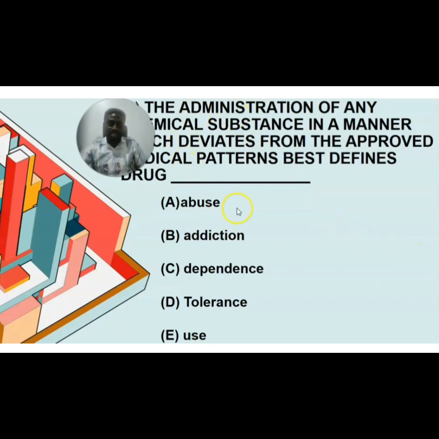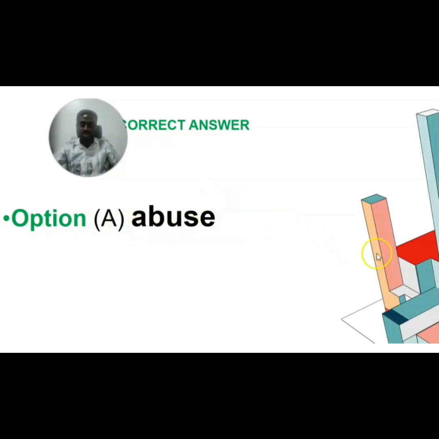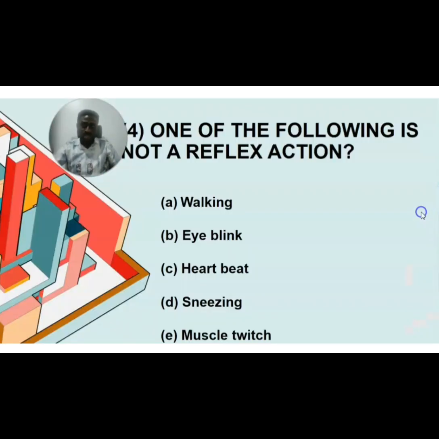Now question 3 says the administration of any chemical substance in a manner which deviates from the approved medical patterns best defines drug dash. So we have to fill in the blank space. What is the administration of any chemical substance in a manner which deviates from the approved medical patterns best defined as drug what? Is it A, abuse, B, addiction, C, dependence, D, tolerance, E, use? The answer is abuse, drug abuse. So the answer is option A, drug abuse. Let's look at the next slide. Option A, drug abuse. So take note of that in your biology notes as we move on.